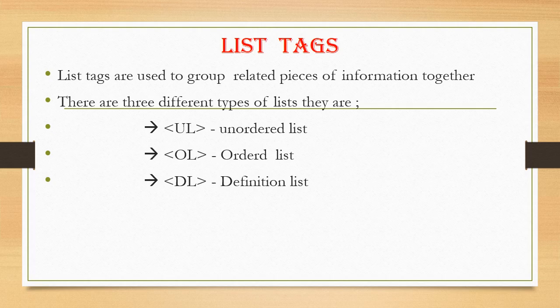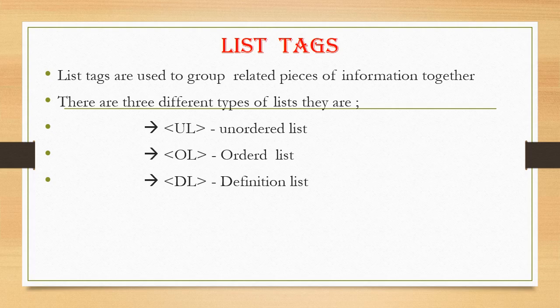What is an unordered list? An unordered list means a list without any order. That means we use bullets for it. And what is an ordered list? An ordered list is a sequential list, that means 1, 2, 3 or A, B, C, D, in a numerical or sequential order. That's an ordered list. Next is the definition list. A definition list gives the definition of each term. So that's about the different types of list tags.